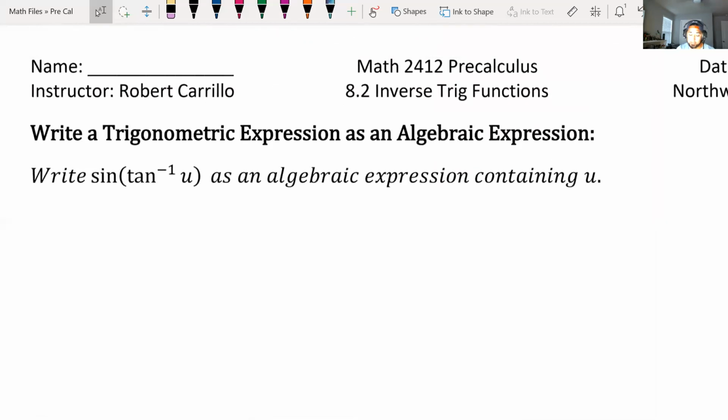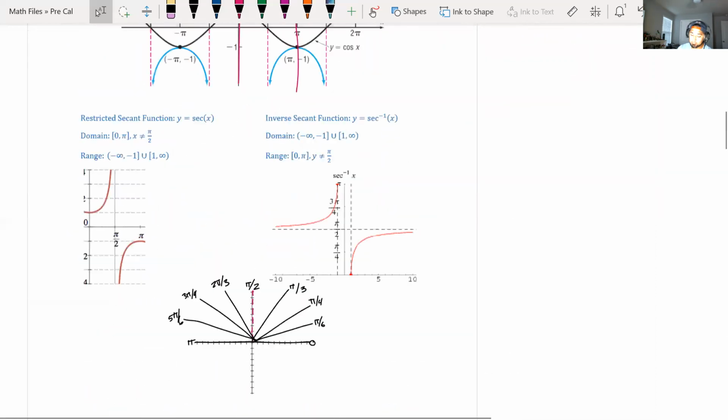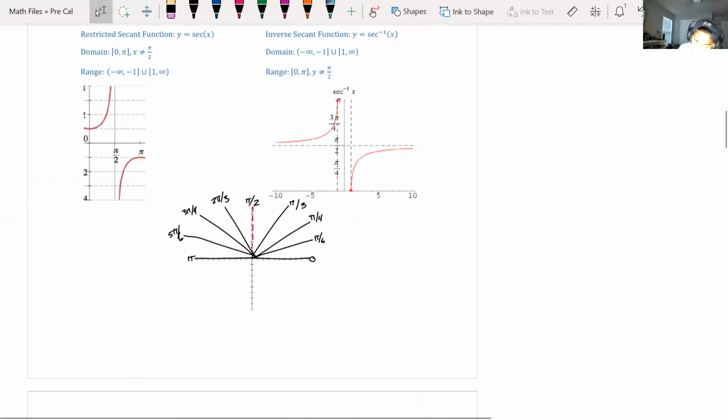Okay. So next up is write a trig expression as an algebraic expression. This says write sine of the inverse tangent of u as an algebraic expression containing u. So remember what we did on the very first page? Yeah, you substituted in. That's what we're going to do here, except there's no numerical values. There's only a u. It's going to be the same exact thing.